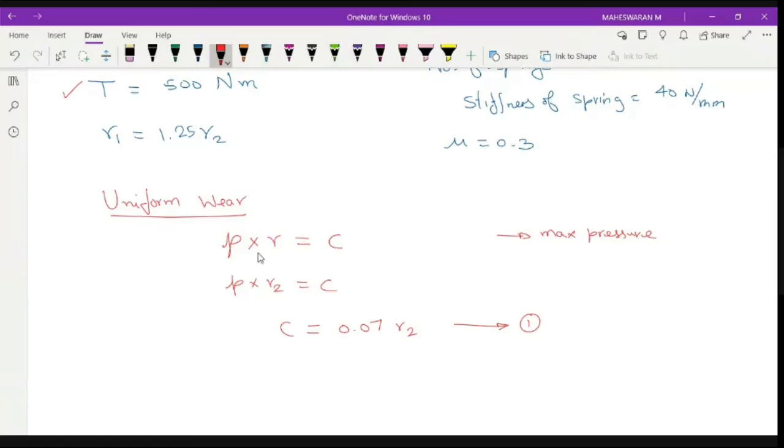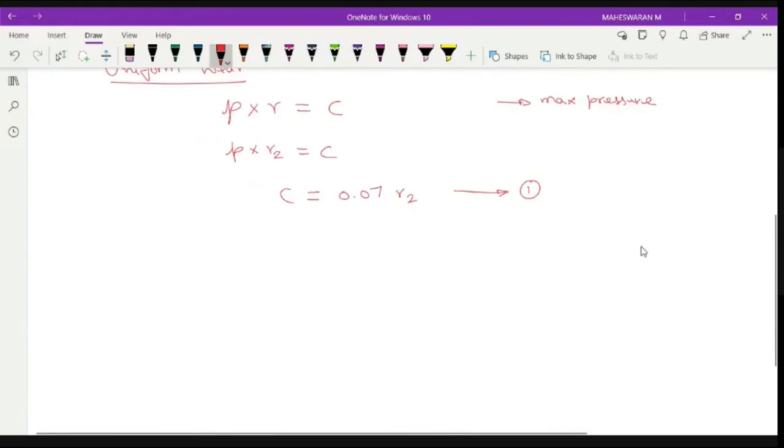For uniform wear, pressure into radius should be equal to a constant, right? So we have to attain a maximum pressure. In that case, R2 is the minimum radius, so P into R2 is equal to C. That is what we are going to consider. So C is equal to 0.07 R2. So we got this as an equation, right?